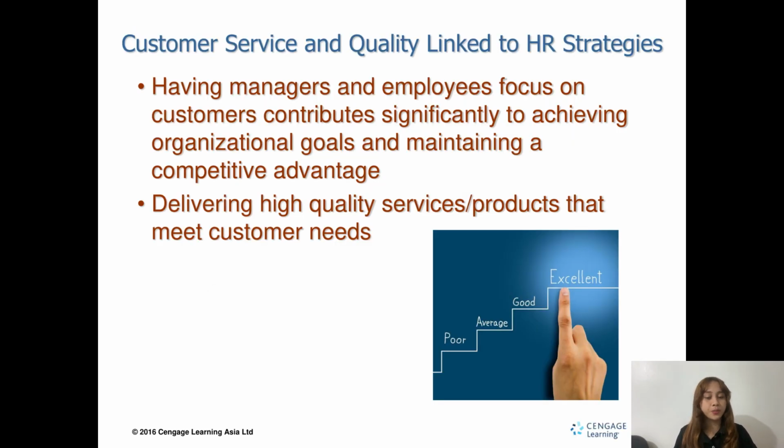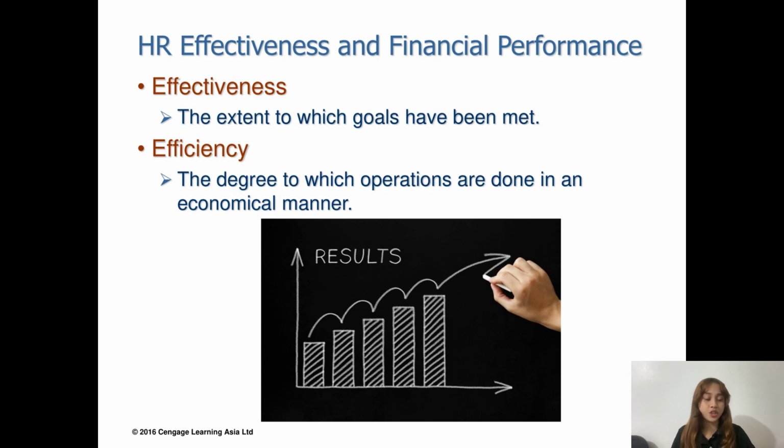So now, what are the customer service and quality factors that are linked to HR strategies? The first one is having managers and employees focus on customers, which contributes significantly to achieving the organizational goals and maintaining a competitive advantage. The next one is delivering high-quality services or products that meet customer needs. HR effectiveness and financial performance. So what is effectiveness? It is the extent to which goals have been met, and efficiency is the degree to which operations are done in an economical manner.